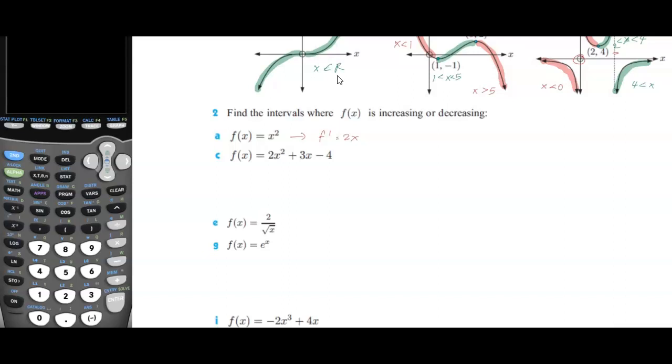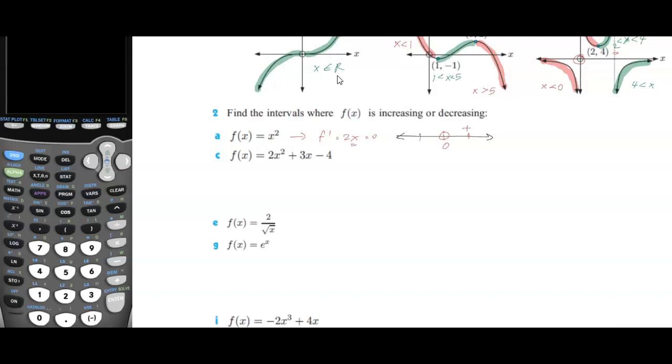2x, if we're going to draw a sign diagram for it, we would find the 0 point. The 0 point for this derivative is x equals 0, right? So we would mark that on our sign diagram with a 0, and then we would test any point to the right, like x equals 1, for example. If we plug in x equals 1 into 2x, we get a positive number, so we know that the interval to the right of 0 is positive.